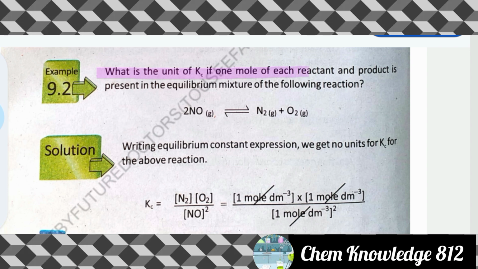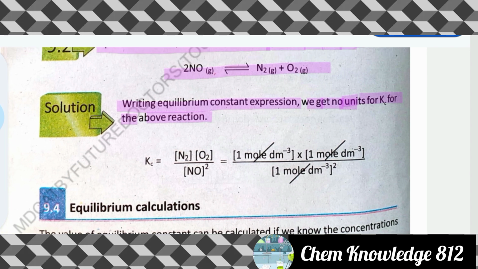Here an example is given: what is the unit of Kc, the moles of each reactant and product present in the equilibrium mixture of the following reaction. So NO produces N2 plus O2. We write the equilibrium constant expression, and we get no units for Kc for the above reaction. So we are going to write the Kc. Kc is equal to the product of the active masses of the products, N2 and O2, divided by the concentration, the active masses, of the reactant. This is NO, it will be 2 moles, so it will be in the form of a square.